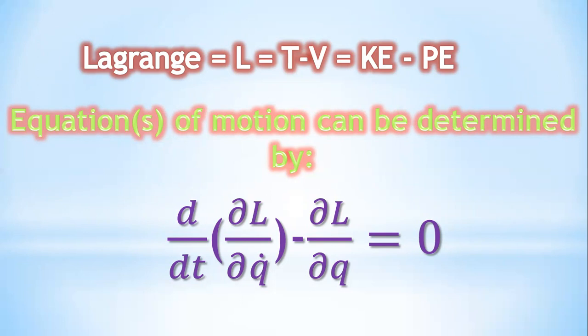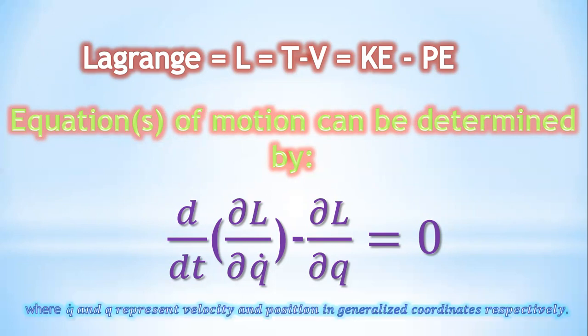But what is a generalized coordinate? Simply, we can say that if we have a ball bouncing in the y direction, then we can call y the generalized coordinate, where y is the position and y dot is the velocity.